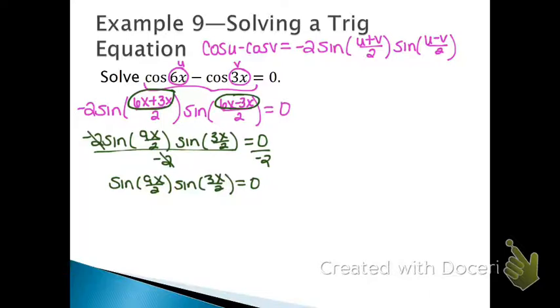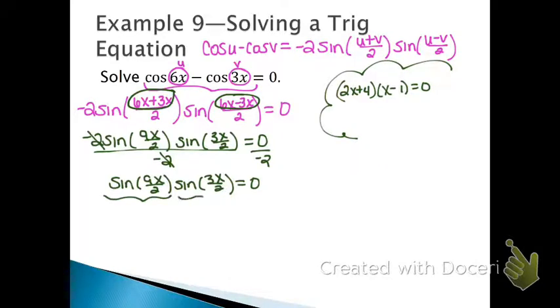You do another formula? All right, guys, what if all I have there is a sine times a sine? So what if I had 2x plus 4 times x minus 1 equals 0? What did we do? You factor. No, that is factored. What do we do after we had factored? Always separate and set them both equal to 0. Well, I have the same thing here. I have two things being multiplied, so I'm going to set them both equal to 0.